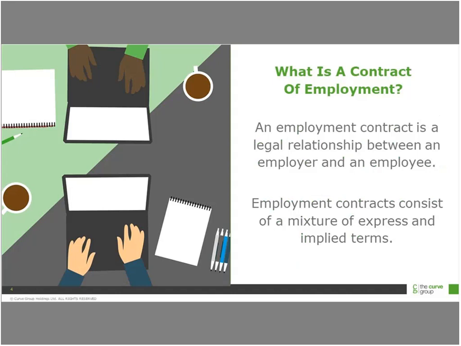Okay, so we're going to start off by looking at employment contracts. So first of all, what is a contract of employment? A contract of employment is a legally binding agreement between an employer and an employee. Employment contracts consist of a mixture of expressed and implied terms. By law, the employment contract is broader than just the written terms. So, for example, employment law is part of an employee's contract, but usually the law won't be written in full in the document. Let's take a look at expressed and implied terms in a little more detail.